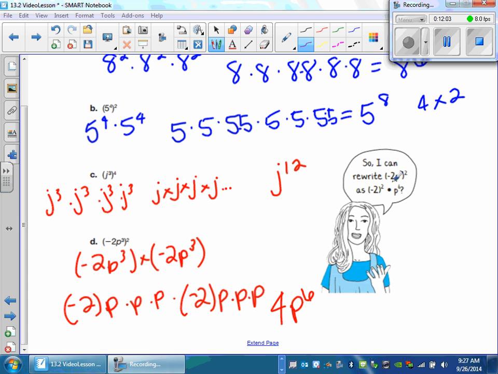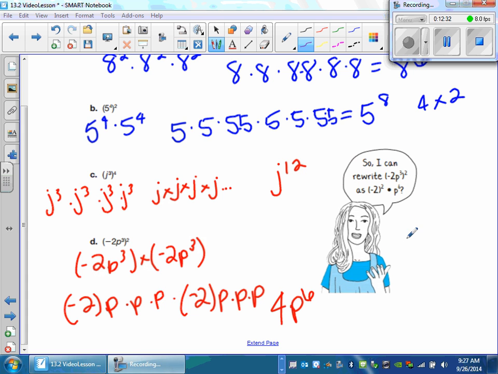Now I want you to look up at what this girl's saying. She says, so I can rewrite what our original problem was, negative 2p cubed, cubed, all taken to the 2nd power. She says, can I write it as negative 2 squared times p to the 6th power? And we've already said, yes, it can be simplified a little bit more because I know that negative 2 times negative 2 is positive 4. And then I can still take that p to the 6th power.